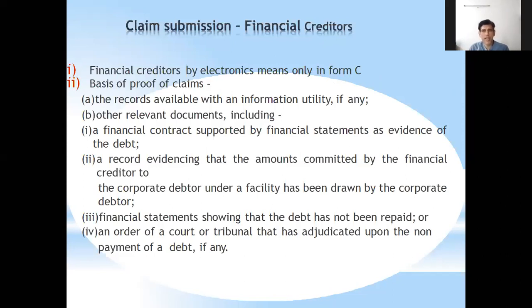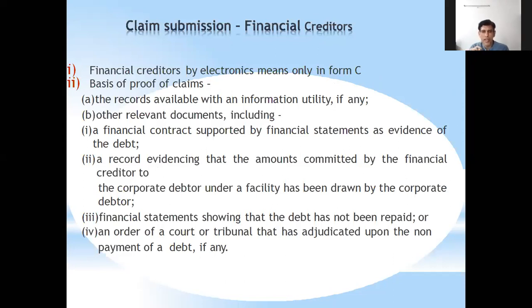So, financial creditor: some basic things which you have to remember. A financial creditor has to submit their claim only by electronic means. Remember, they cannot submit it physically. That is important. Then, along with the claim, they have to submit the basis of proof of claim, all the records available with the information utility. Remember, we had discussed this point, the information utility. So if any, they have to submit it.